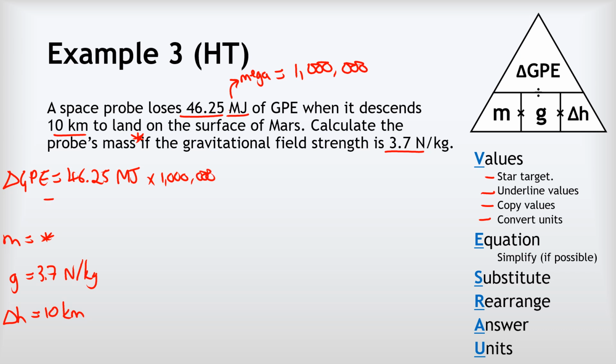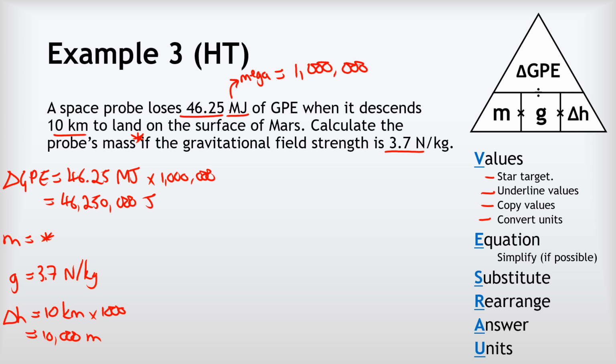And that's going to give us 46,250,000 joules for our delta GPE. And then for the kilometers, now kilos are easier. We know kilos are 1,000, so we're just going to multiply that by 1,000 to give us a delta H of 10,000 meters. So now we've got all our numbers in line.